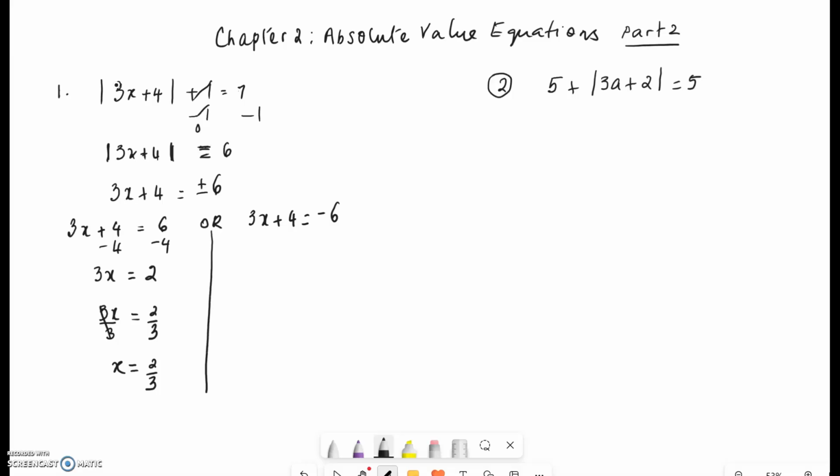Now 3x plus 4 equals -6, so 3x equals -6 minus 4. So we're subtracting 4 on both sides. So 3x is equal to -10. Divide both sides by 3 to get x equals -10 over 3.